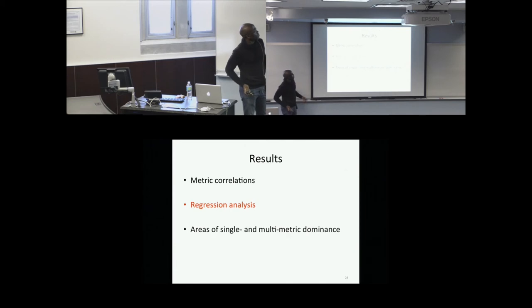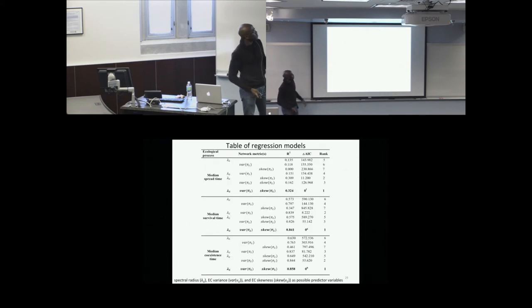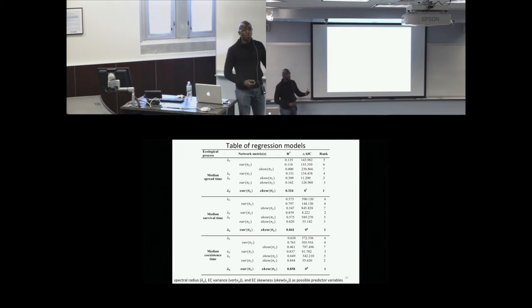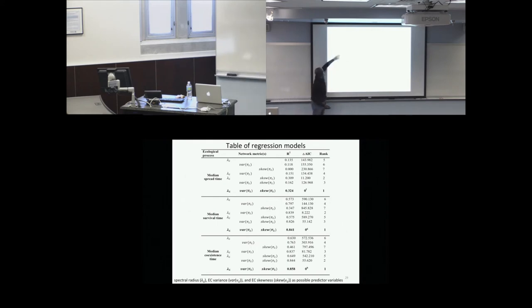When we look at regression analysis, the simple result there was clear. Using all three of the metrics I developed is always better than using any combination of one or two other metrics. The reason is that they do play a role, and there's no overlap between these metrics. So it's always better to use all three across all these different ecological processes.